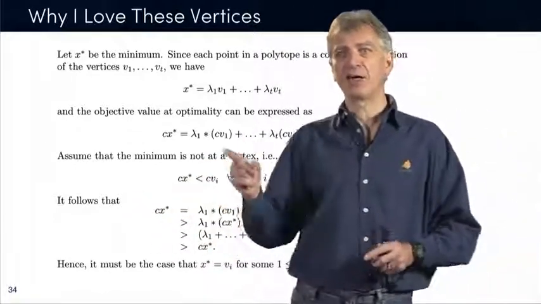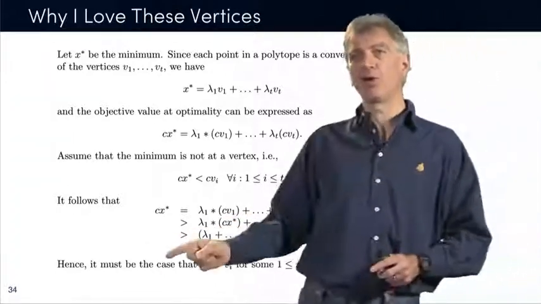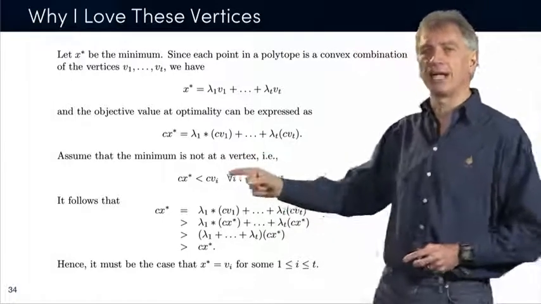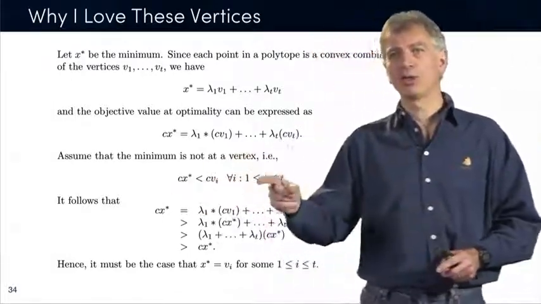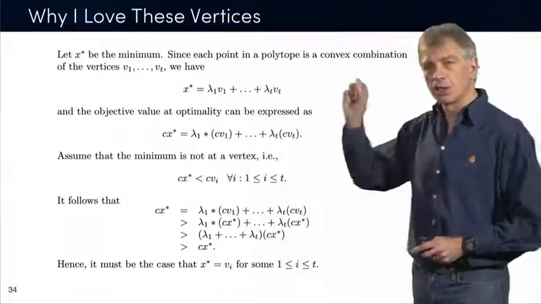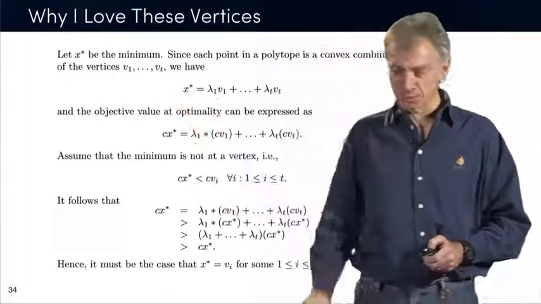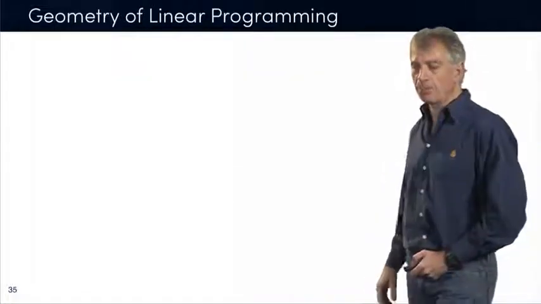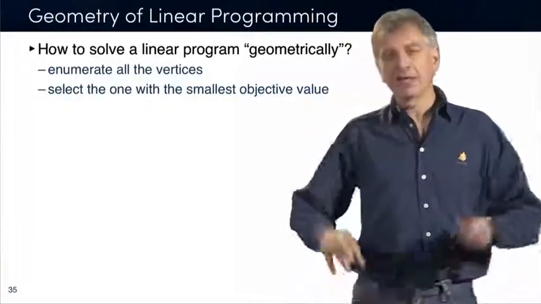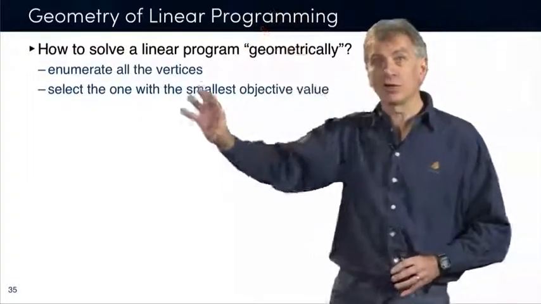So what I get is basically the contradiction here. I have that c x star is greater than c x star, which is really difficult to do. And therefore one of the hypotheses that I took was wrong, and this is the hypothesis that the value of the objective was smaller than all the vertices. So I know that essentially the optimal solution has to be on a vertex. Very simple proof, right? So at this point, we know that the solution of a linear program is located at one of these vertices.